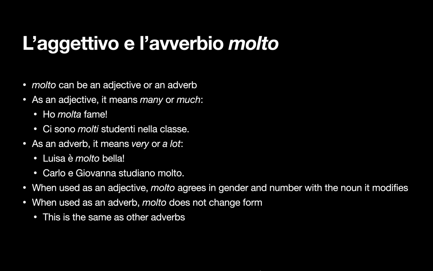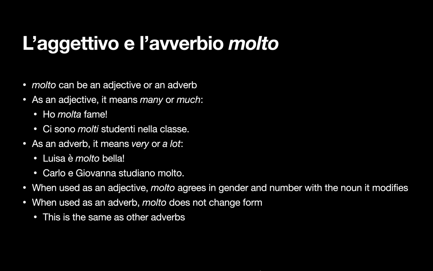As an adverb, molto means very or a lot, so it has a similar meaning. So Luisa è molto bella means Luisa is very beautiful. Or you could say Carlo e Giovanna studiano molto, and that means they study a lot.